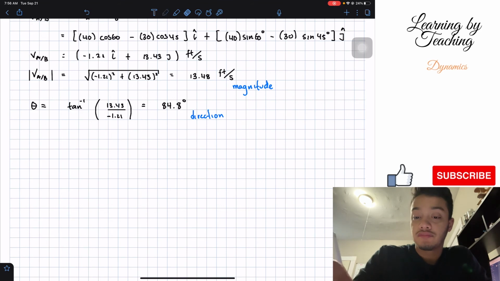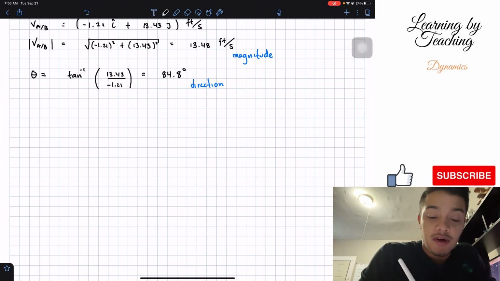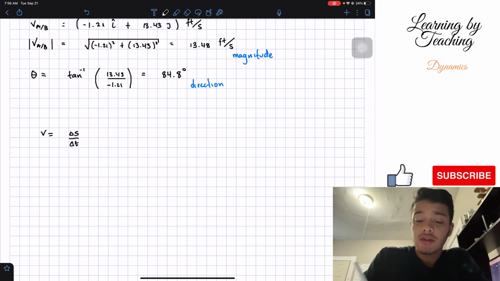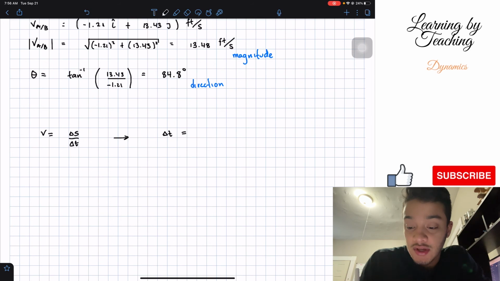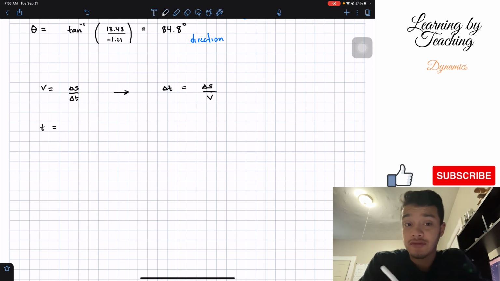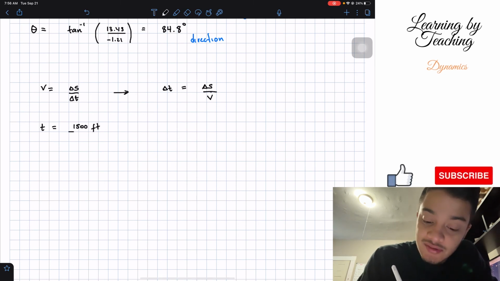So in order to solve this part of the problem, we just need to recall one of the simple relationships between time, position, and velocity. Velocity is equal to the change in position divided by the change in time. So if we solve for our change in time, so basically how much time it will take us, it will be equal to the change in position divided by our velocity. So our change in time is going to be equal to, well, how much was the position that we want to find? 1,500 feet apart, meaning that we'll have 1,500 feet on top divided by our velocity.